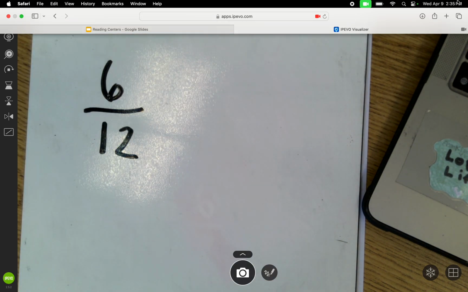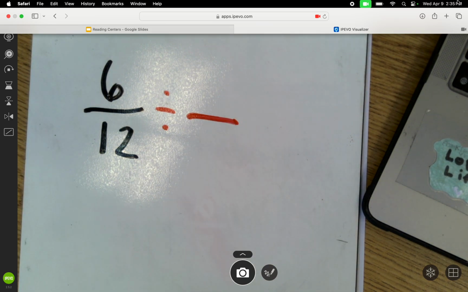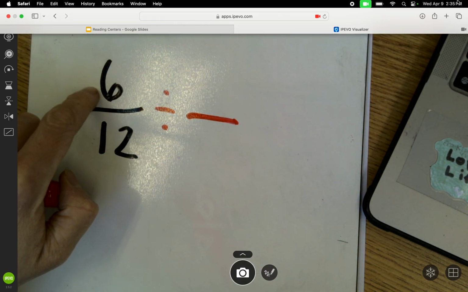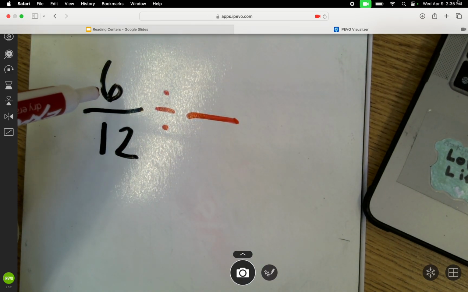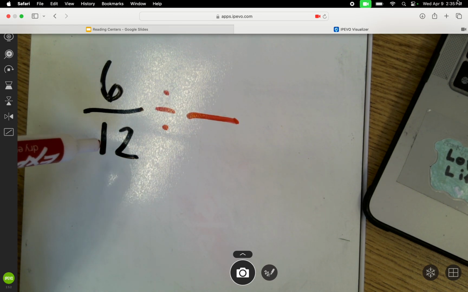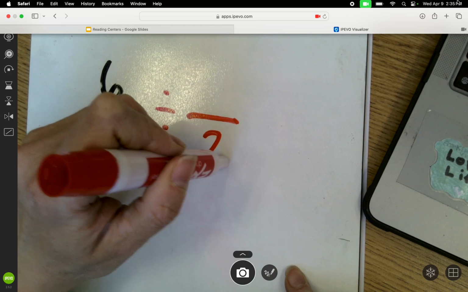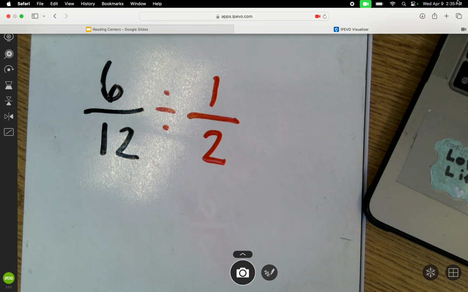So let's think about it. Now, when I do this, I always like to start with my numerator and say, can I divide the numerator and denominator both by 6? 6 divided by 6 is 1. I can do that. Can I divide 12 by 6? Let me skip count and make sure. 6, 12. Yes, I can. And the answer is 2. So 6/12 becomes 1/2. Okay? That's always the goal.